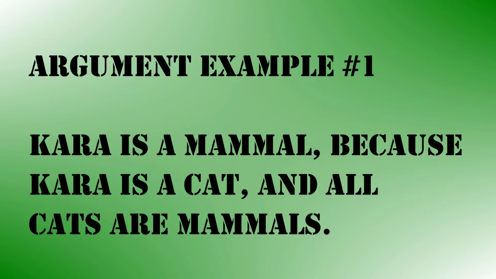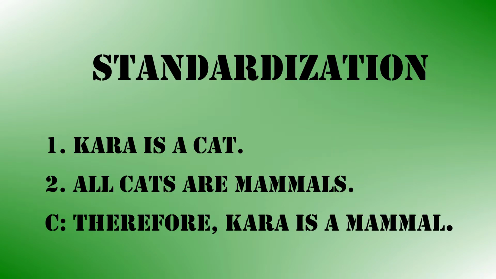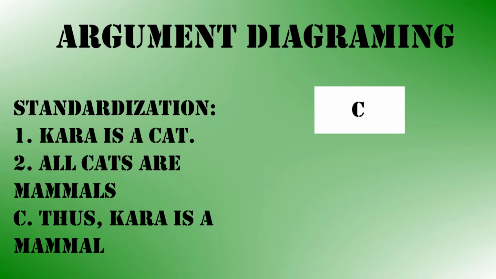So let's look at a simple example first. Kara is a mammal because Kara is a cat, and all cats are mammals. We saw in the last video that we would standardize this argument with the conclusion, Kara is a mammal, placed on the bottom, and the two premises, Kara is a cat and all cats are mammals, listed above it. Once you have your standardization, now it's time to do the argument diagram.